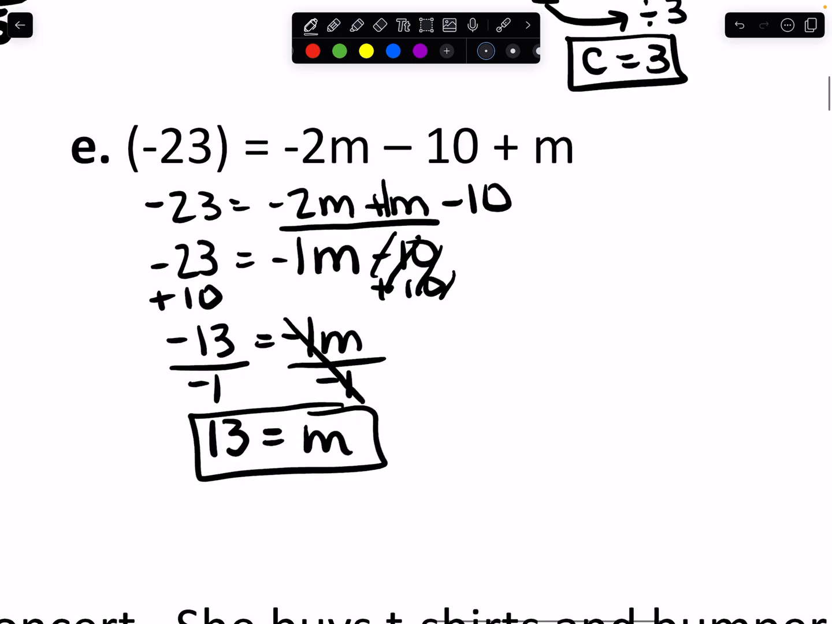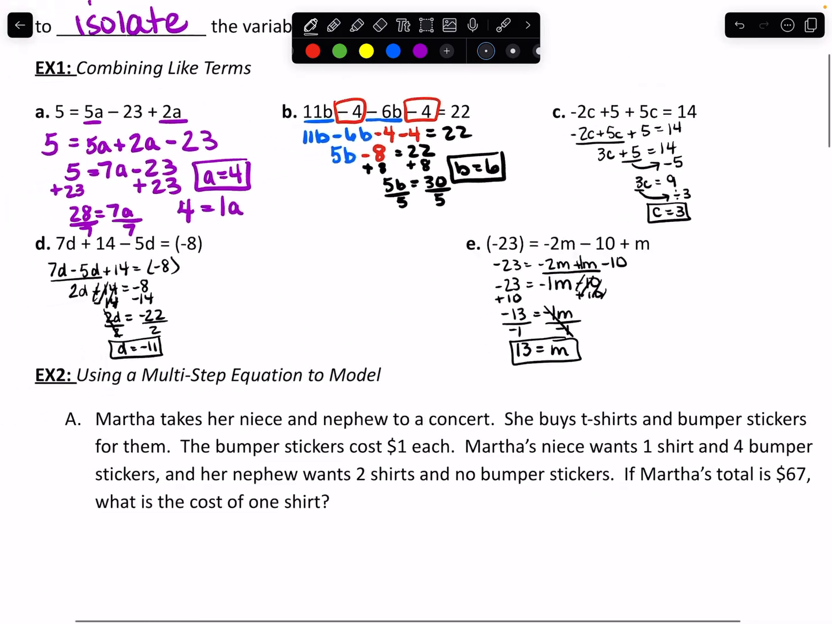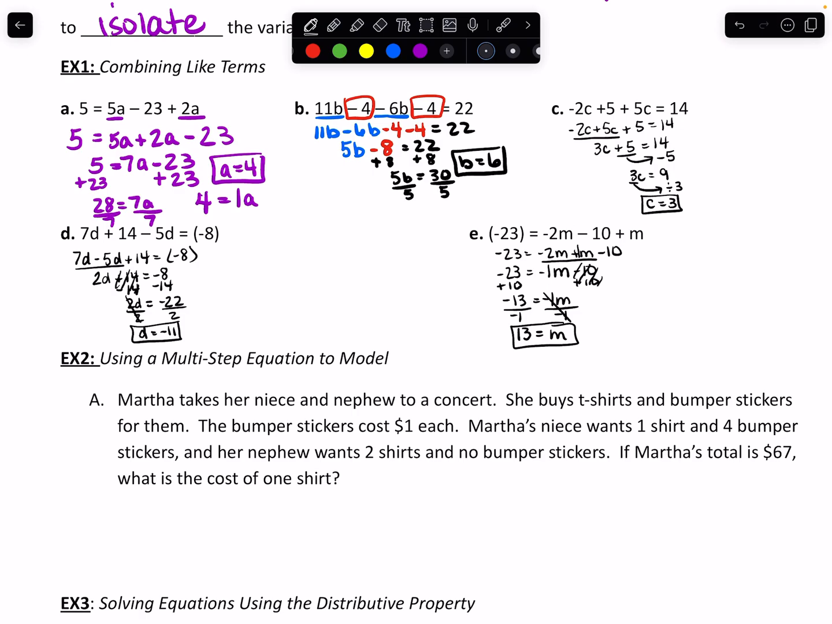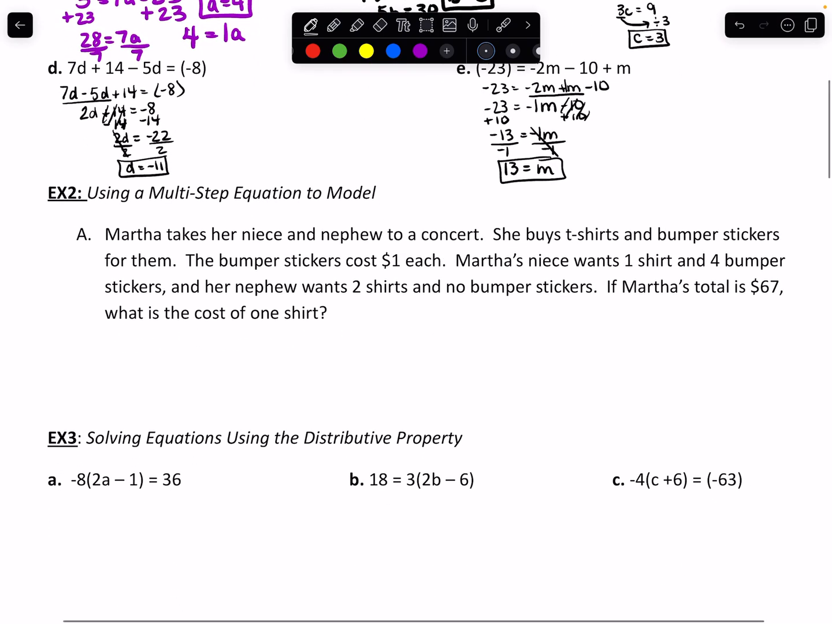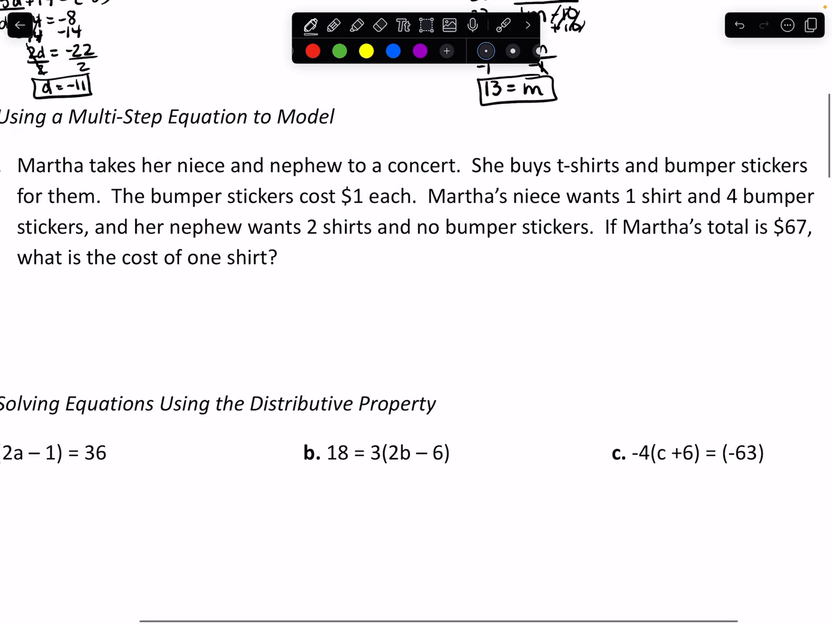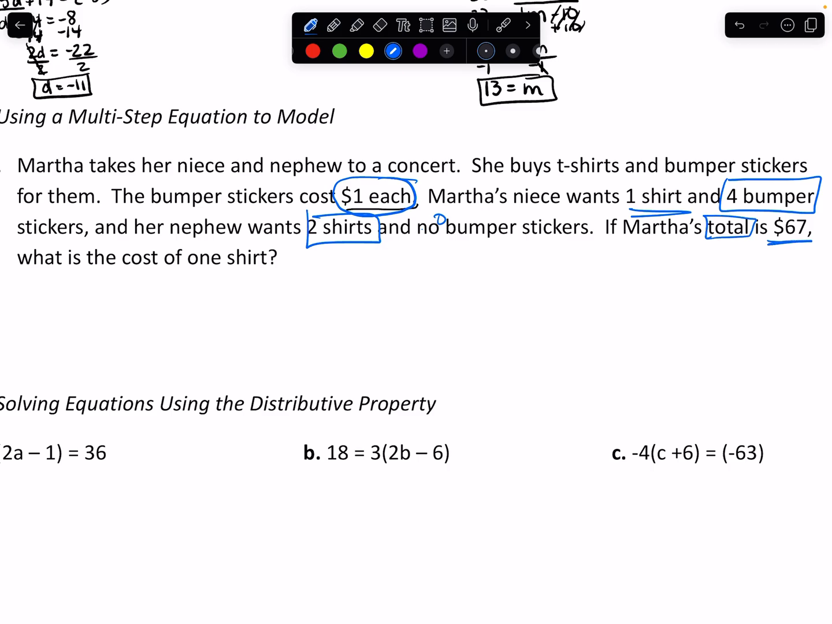Okay, now that we have completed all those, our next will be using a multi-step equation to model these situations. What it says is Martha takes her niece and nephew to a concert. She buys t-shirts and bumper stickers for them. The bumper stickers cost $1 each. Martha's niece wants 1 shirt and 4 bumper stickers, and her nephew wants 2 shirts and no bumper stickers. If Martha's total is $67, what is the cost of 1 shirt?